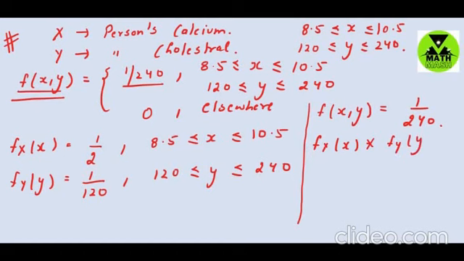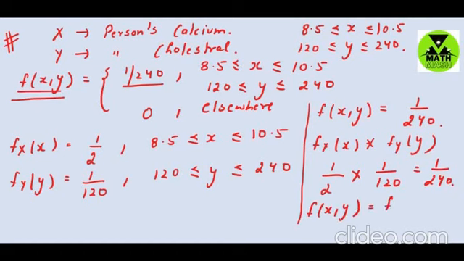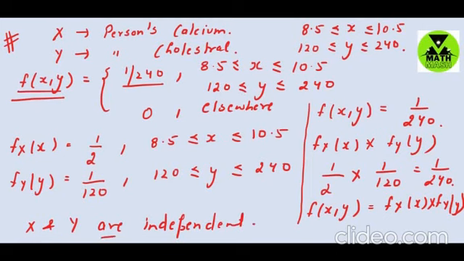So this is fx of x and fy of y. This is 1 by 2 multiplied by 1 by 120, which is 1 by 240. So in this case, the joint distribution is the product of the marginals, and hence the two random variables are independent. So here x and y are independent. In this way, we can check whether two random variables are independent or not.